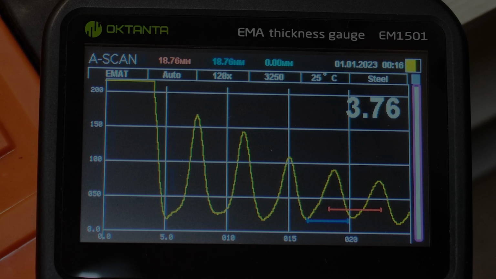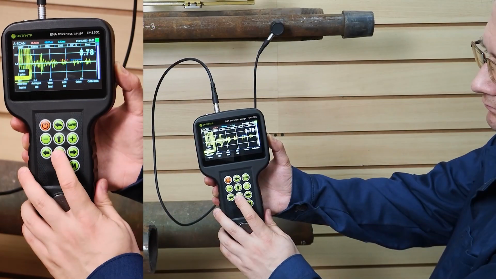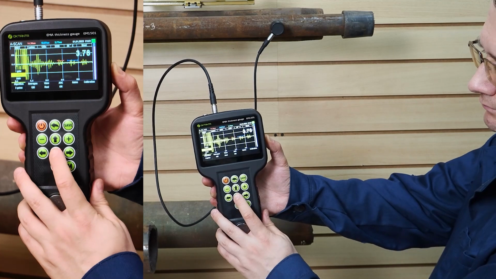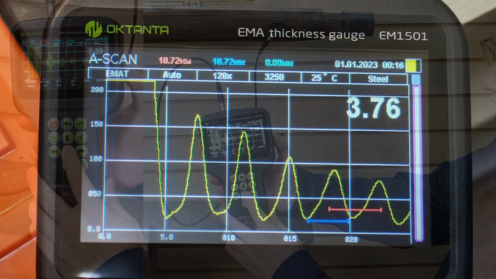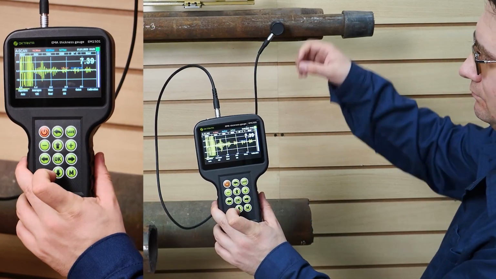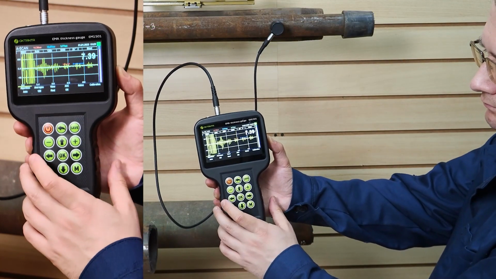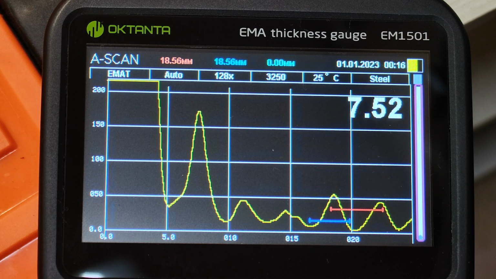Let's consider a pipe with a thickness of 3.8 mm. We do not see the first echo signal, since it is in the dead zone. Based on the second and third echo signals, the device correctly measures the wall thickness. But in some sections of the pipe, the third and fourth echo signals suddenly drop almost to the noise level. The device detects only 1 echo signal, which is in fact the real second bottom signal, but the device considers it the first and calculates the thickness incorrectly, doubling the real value.